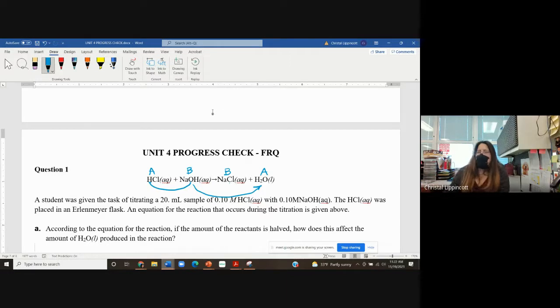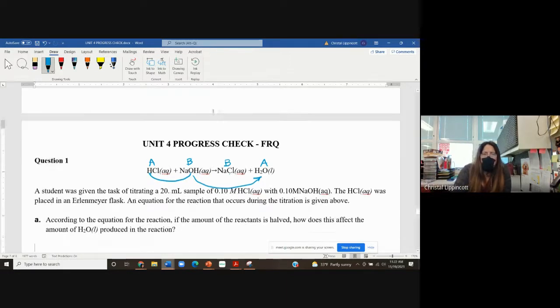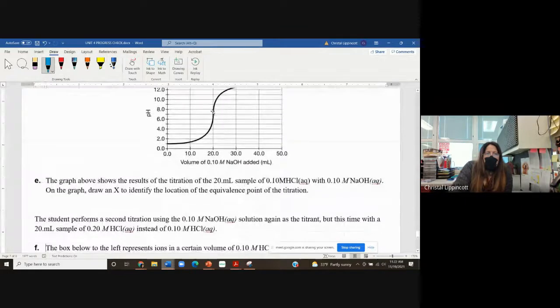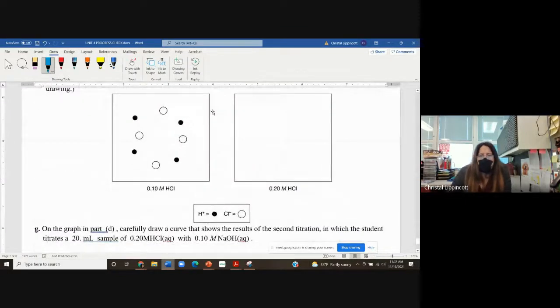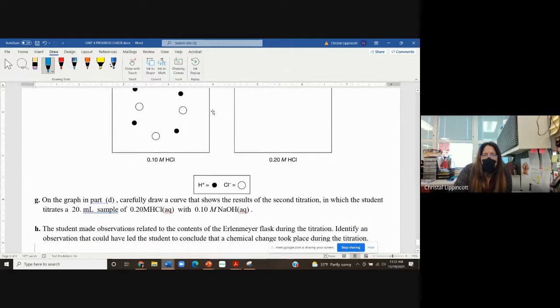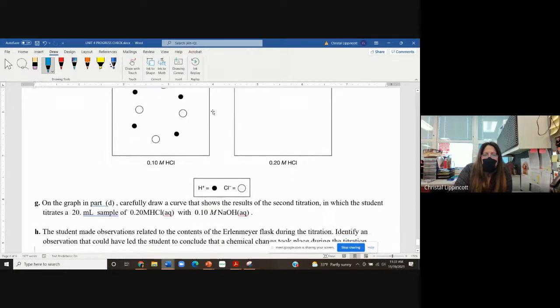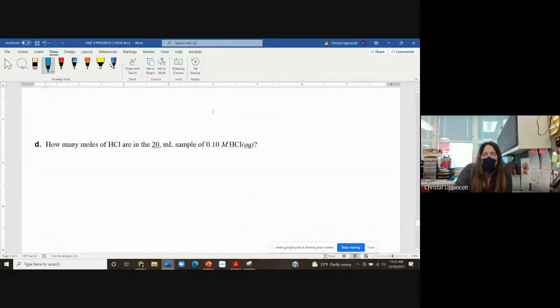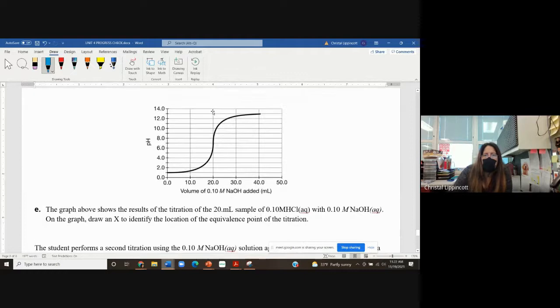G is in golf. Okay, so here they've got 20 mils instead of the 10, I believe. So that means that you're going to have to add in twice as much of this to neutralize it. The neutralization point is still going to be at 7.